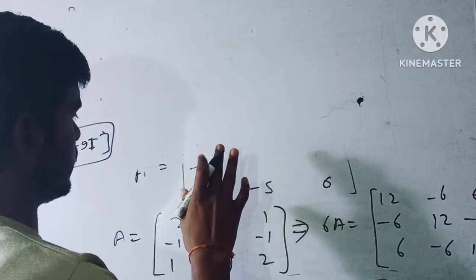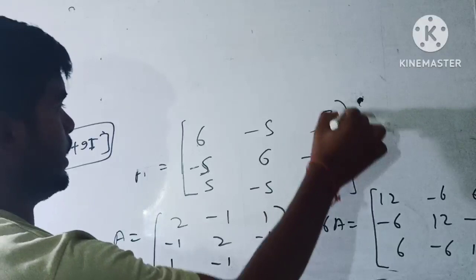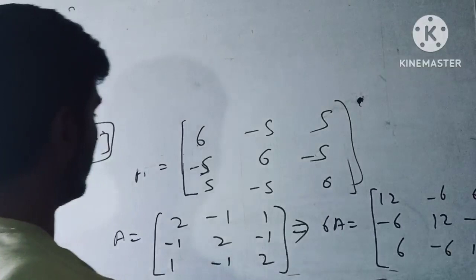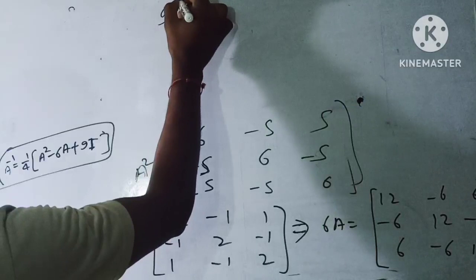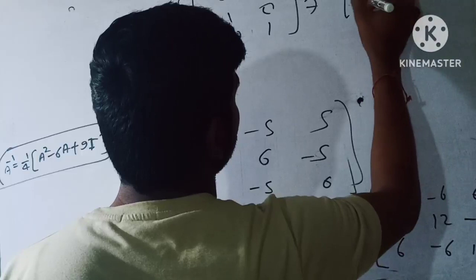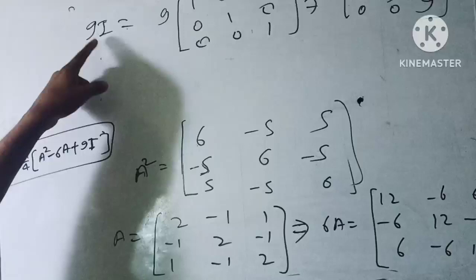6 minus 5, 5 minus 5 6 and minus 5, right? This is the A square. What is this A square? 6 minus 5 minus 5, 6 minus 5 minus 5 plus 5 6, right? 9 into the identity is 100 010 001, right? That is equal to 900 090 009, right? 9I. We have all the values of the matrix, right? A square, 6A and 9I, right?